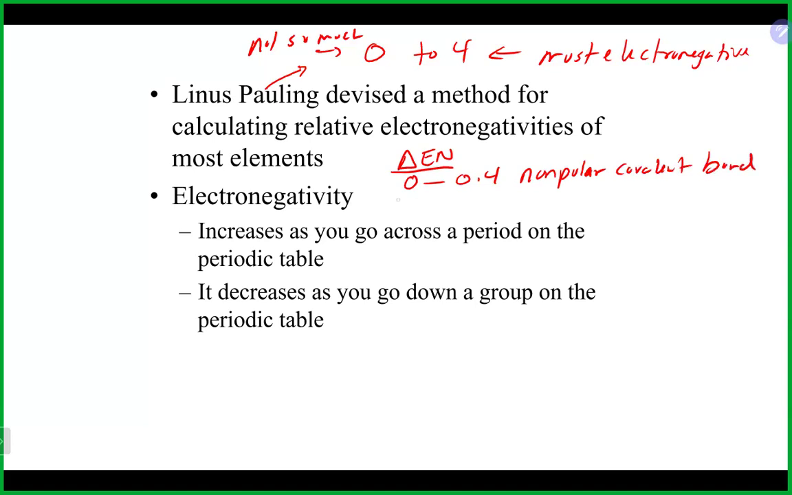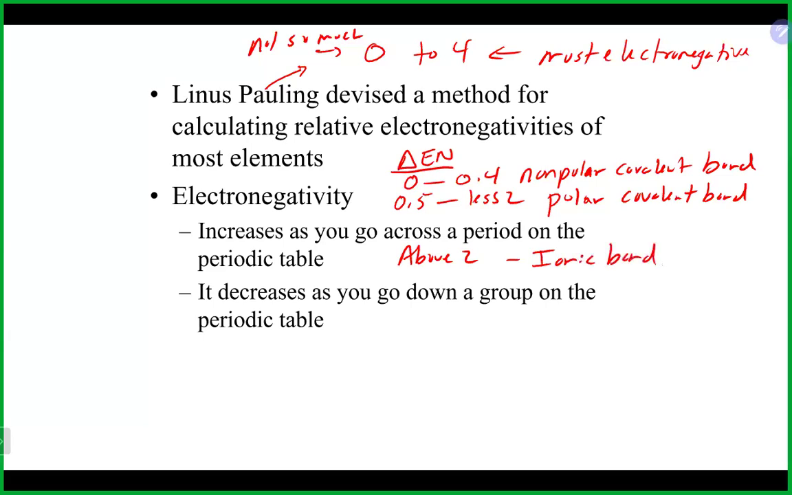If you're above 0.4, which I guess would be 0.5, to less than 2, that is usually some type of polar covalent bond, unequal sharing of electrons. The first one being equal sharing of electrons. And if you're above 2, that usually is some type of ionic bond, no sharing of electrons, transfer of electrons.